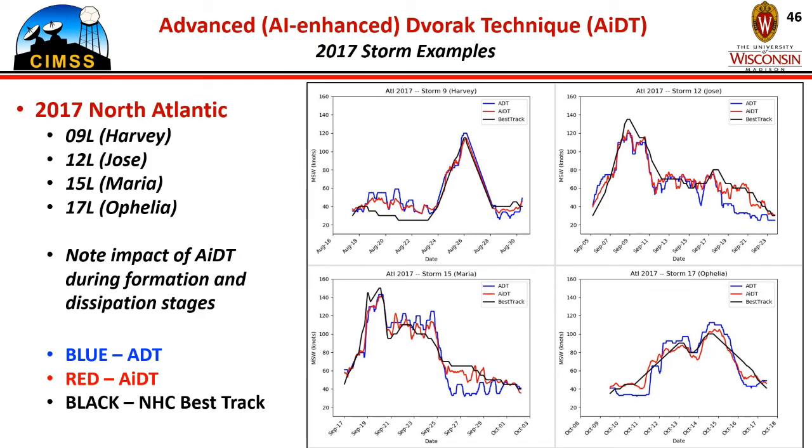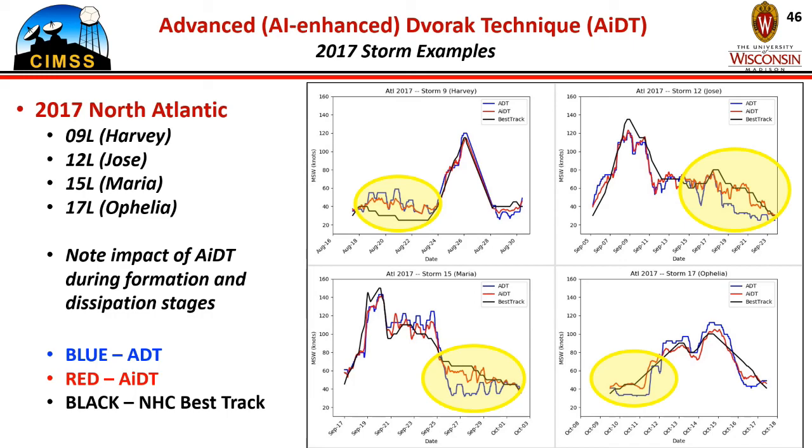Here are some examples for the Atlantic Basin using the 2017 independent data set. The highlighted regions note the areas of greatest AIDT impact, mostly the intensities where the ADT has struggled in the past, mainly the tropical storm and weaker hurricane and typhoon intensity ranges. The ADT is in blue, the AIDT is in red, and the NHC best track is in black.